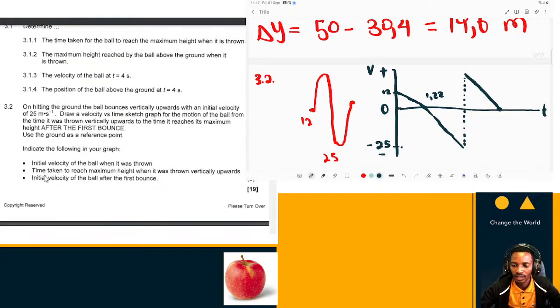Yeah, so we have indicated the initial velocity when it was thrown, the initial velocity after the first bounce, and the time taken to reach its maximum height.